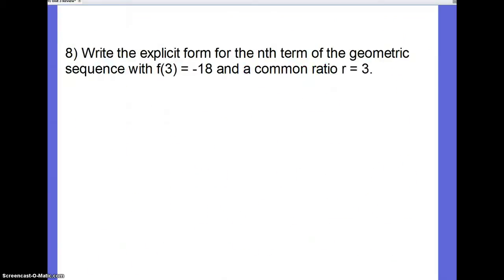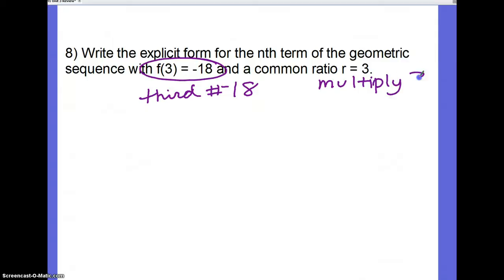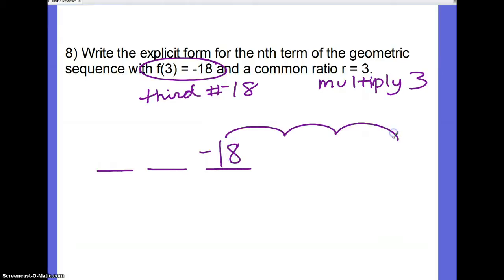Write out the explicit form for the nth term of the geometric sequence. That just means write the explicit form. This tells us the third number is negative 18. And the common ratio, it is multiplying by 3. So we know 1, 2, 3. The third number is negative 18. It is multiplying by 3 every time, going this direction.